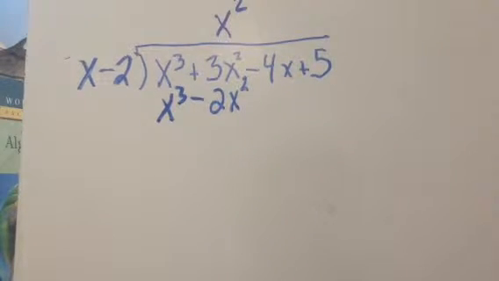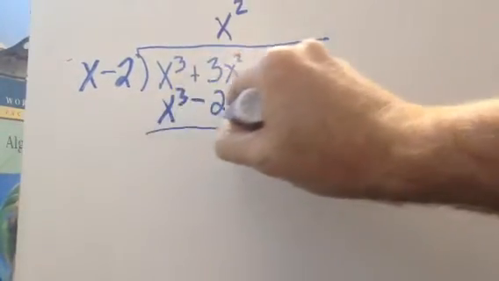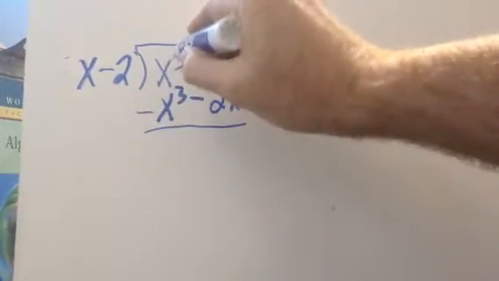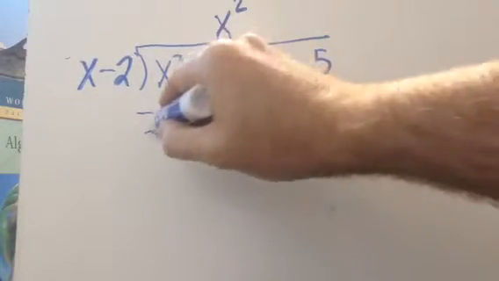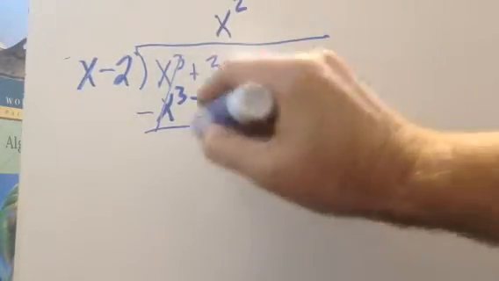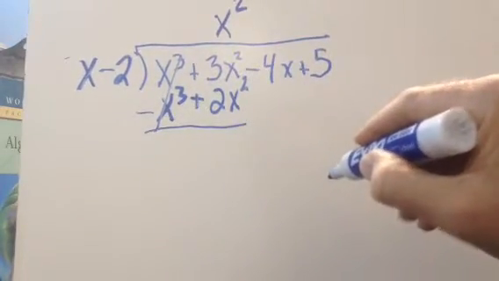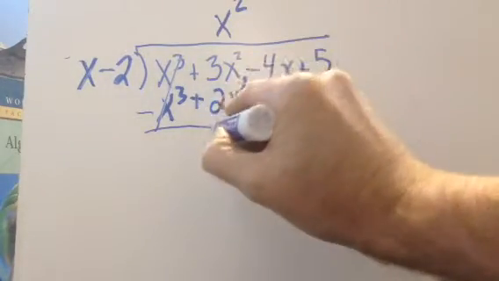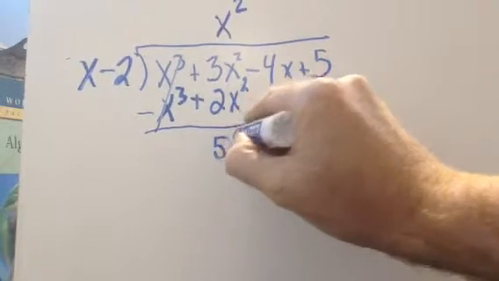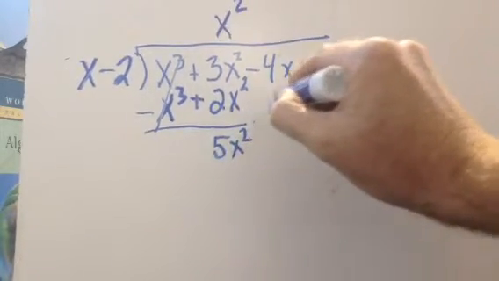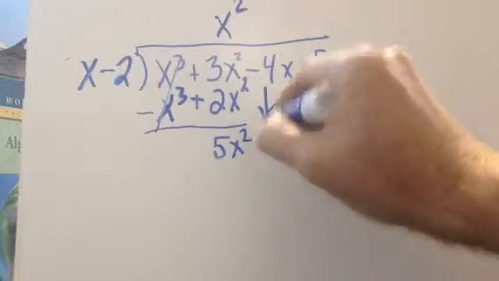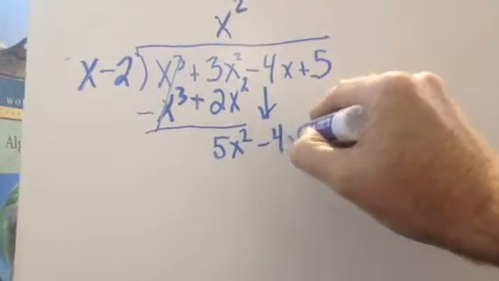Okay, our next step in long division is to subtract. So I'm going to subtract here. I'm going to subtract the x to the third from the x to the third, and those cancel. Now, because this was a minus, I'm going to make it a positive. Okay, so these come together and they become 5x squared. And I bring down the negative 4x.